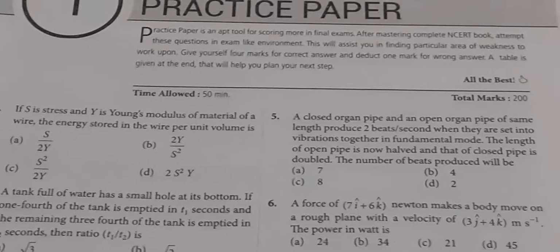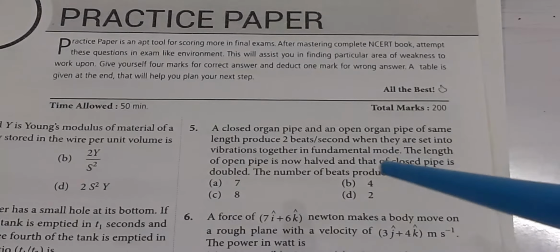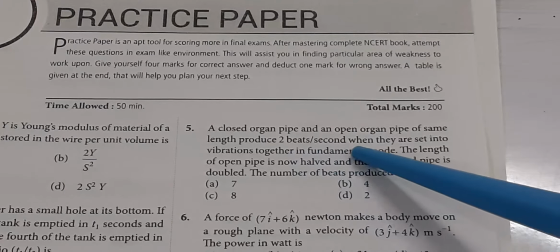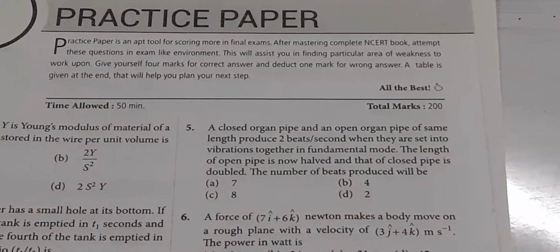Next is job number 5. A closed organ pipe and an open organ pipe of same length produce 2 beats per second. When they are set into vibration together in fundamental mode, the length of open pipe is now halved and that of the closed pipe is doubled. The number of beats produced will be, I mean there are two conditions. First condition, one is both end open pipe, another is one end closed pipe, and fundamental frequencies are known.